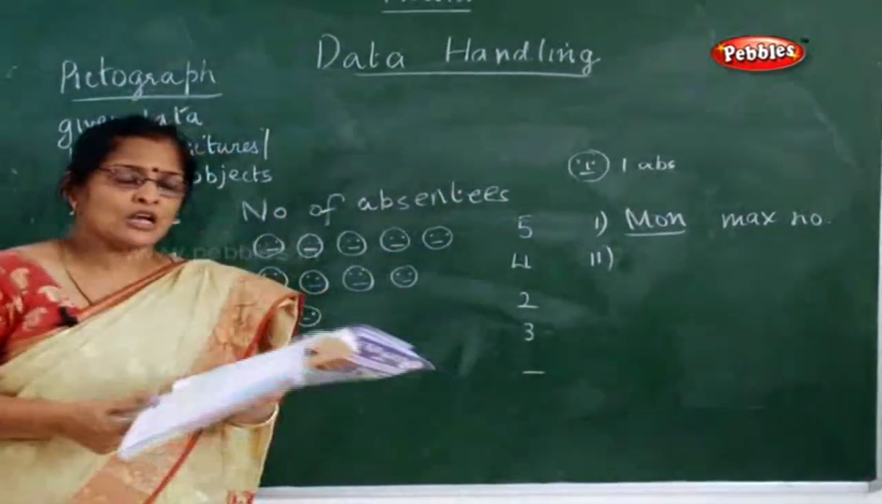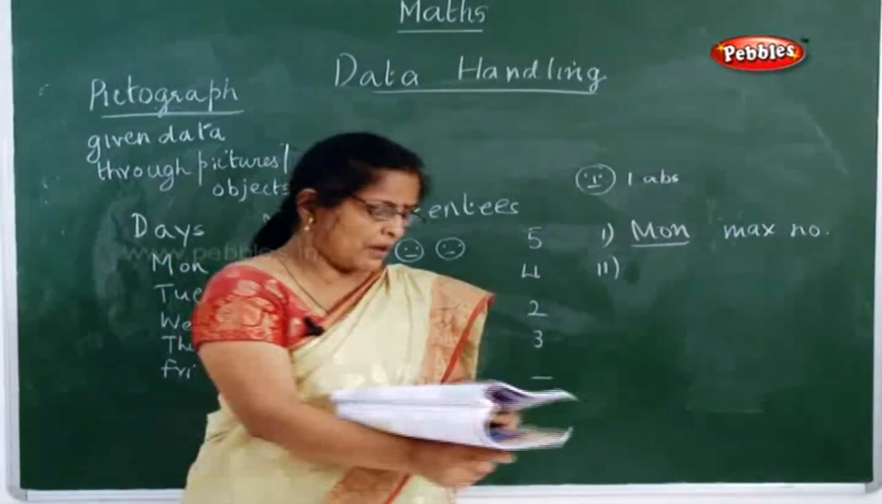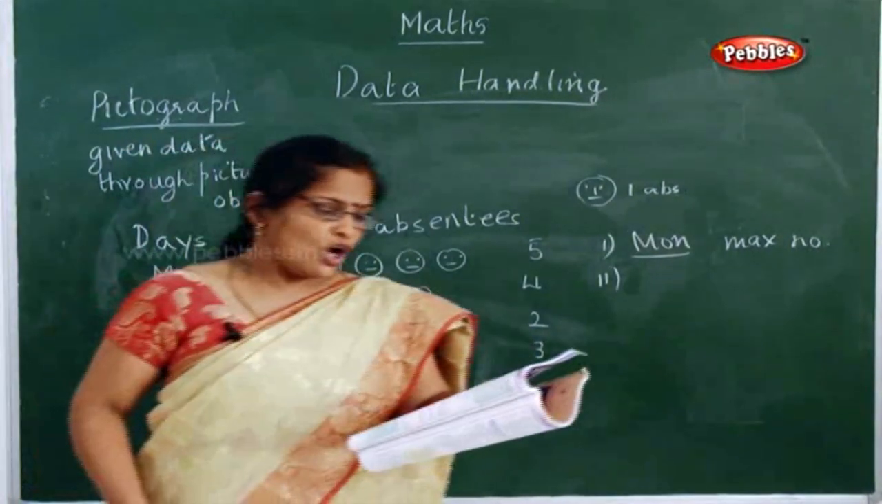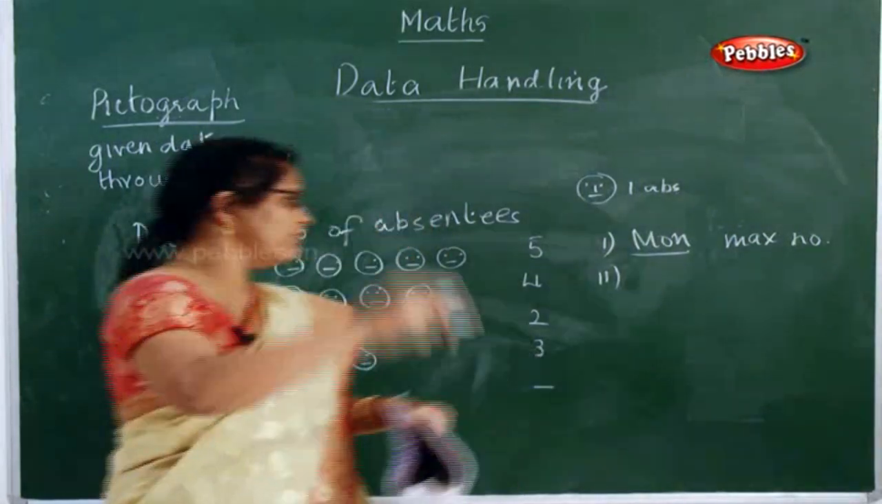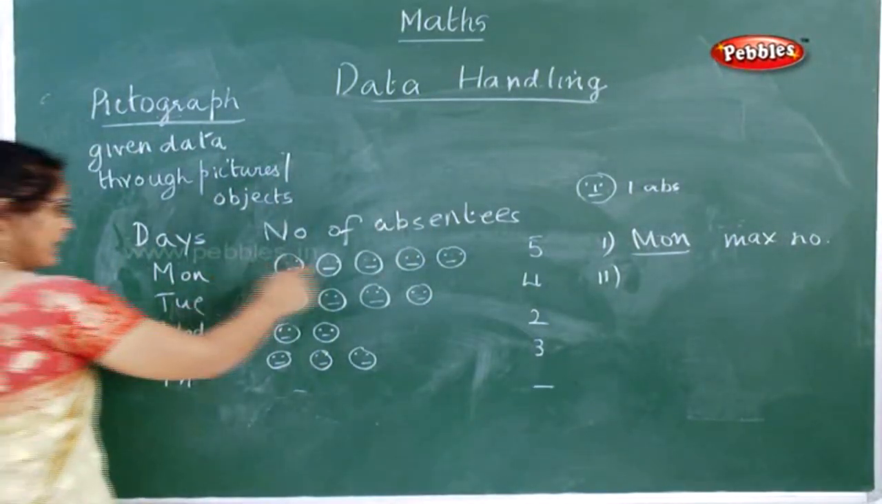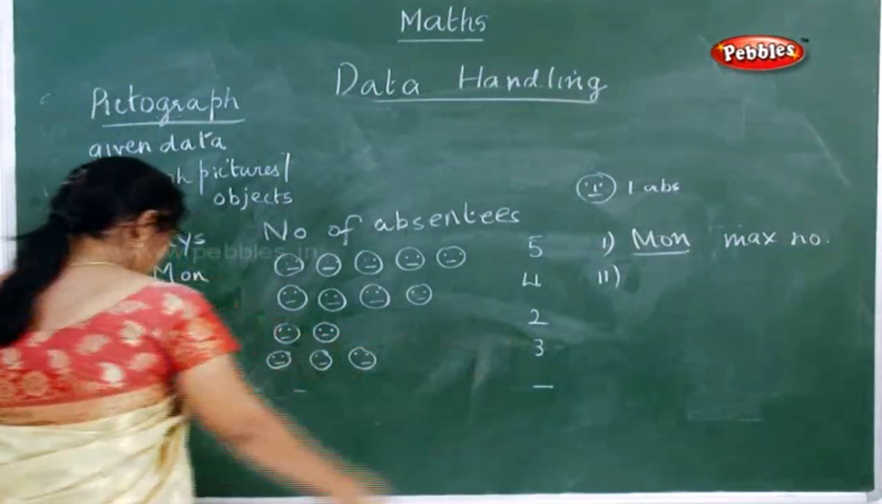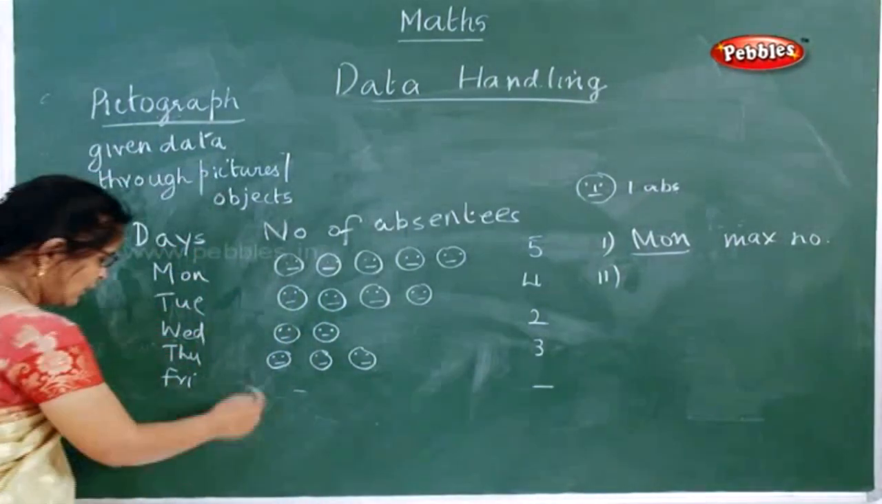What is the first question? On which day were the maximum number of students absent? Now the second question. On which day were all the children present? Now Monday 5 absentees, Tuesday 4 absentees, Wednesday 2 absentees, Thursday 3, Friday no absentees.